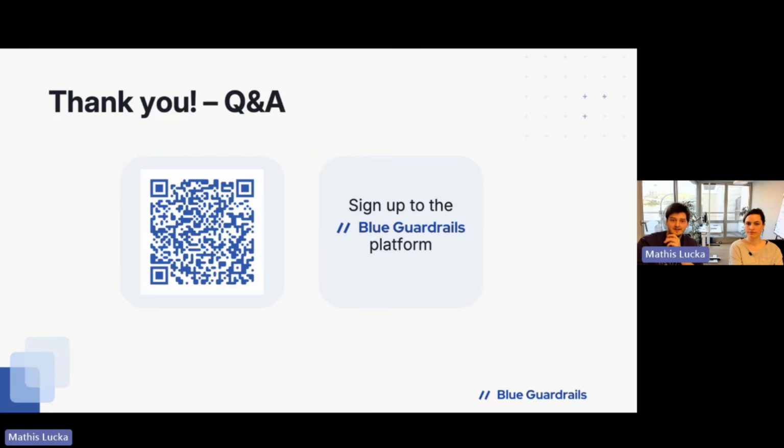All right, then next question: what impact do temperature settings have on the results? What have you tested?